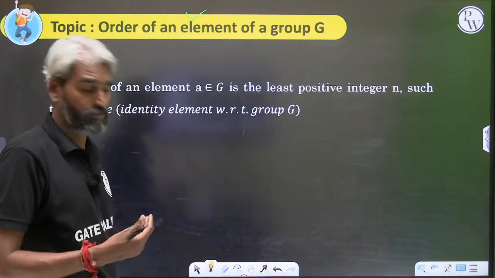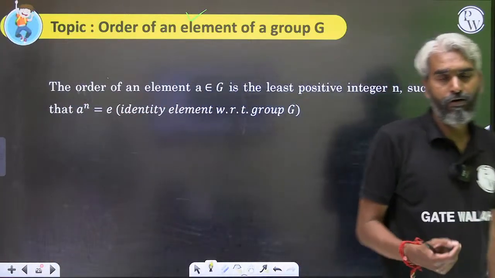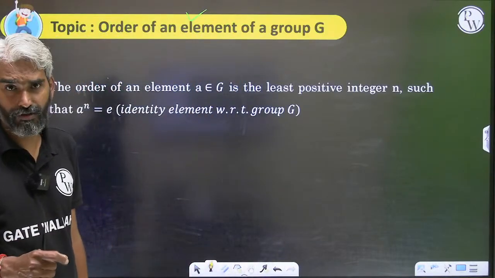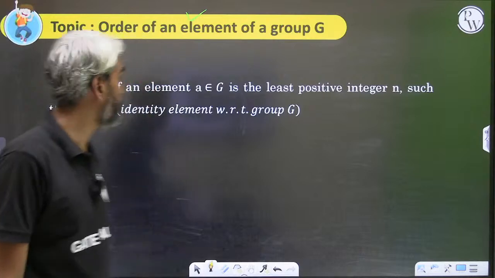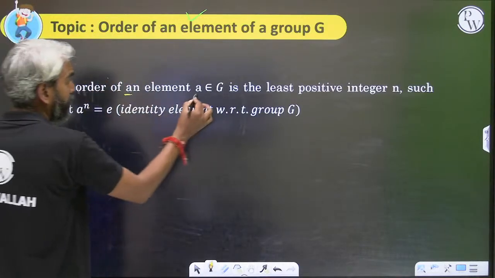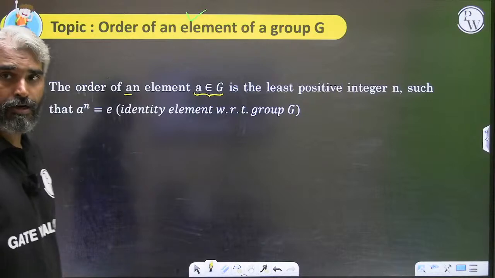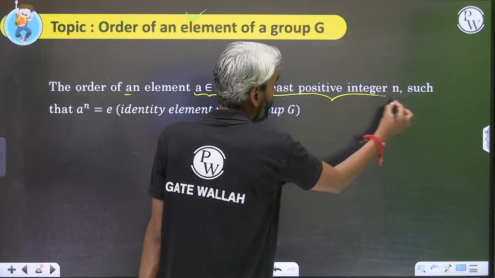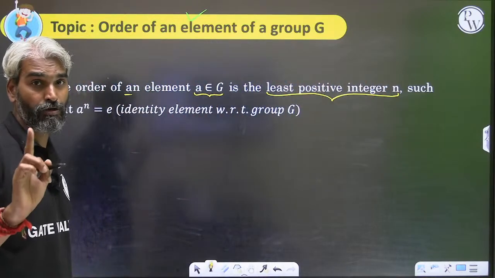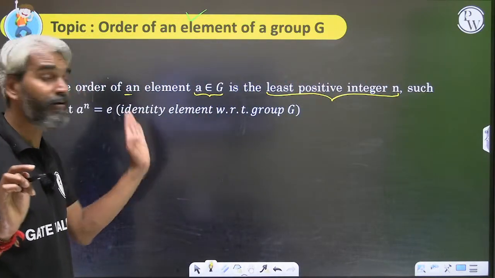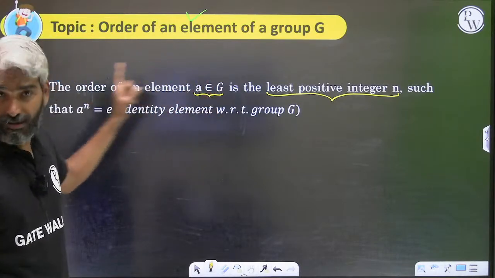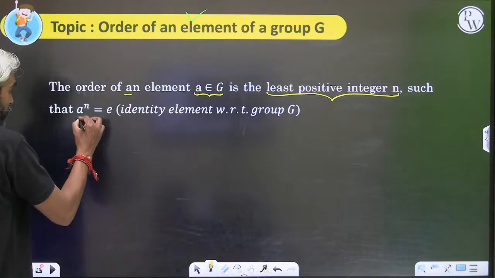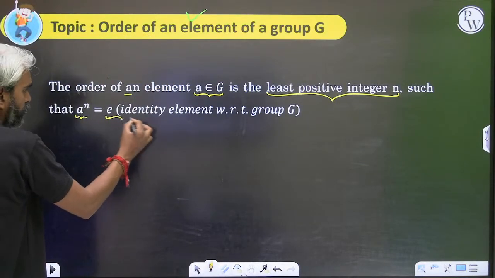Basically, there are two definitions. One is the order of the subgroup generated by an element will be called the order of the element of the group. Or, in a simple way, the order of an element A belonging to group G is the least positive integer, that means 0 is not included. 0 is neither positive nor negative, so we'll start checking from 1. So the order of element A is the least positive integer n such that A raised power n is equal to the identity element.